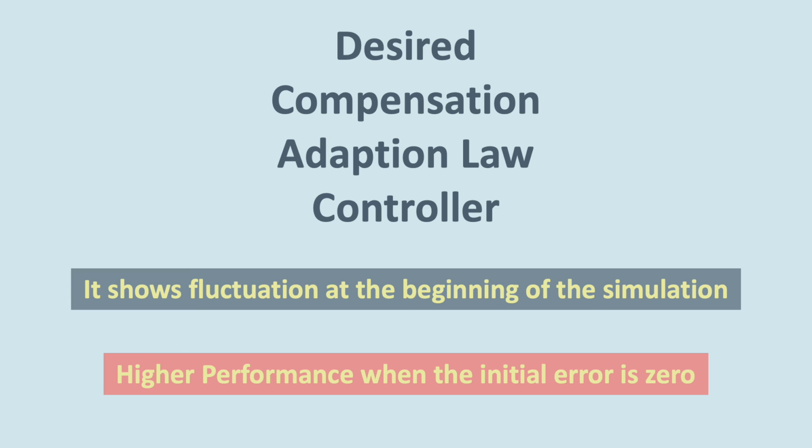The desired compensation adaptive load controller shows fluctuation at the beginning of the simulation, but higher performance when the initial error is 0.